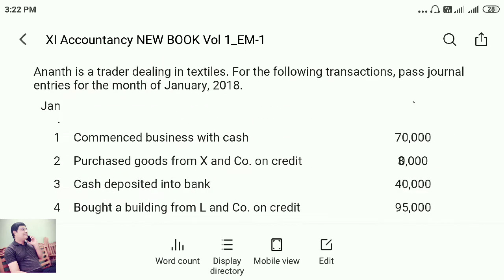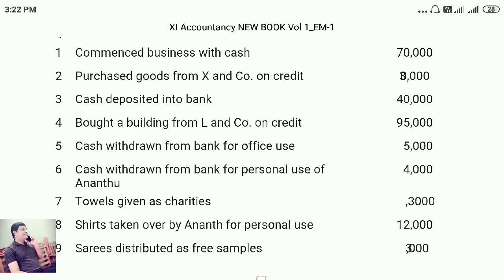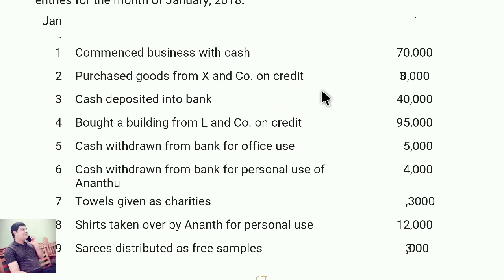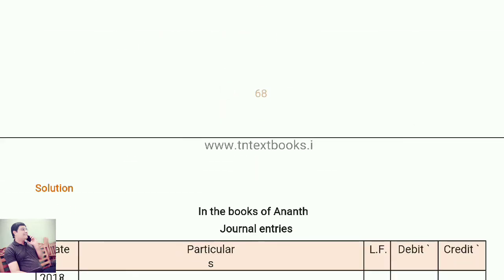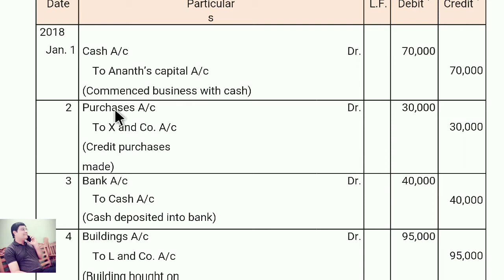See the second. Date 2, purchase goods from X and Company on credit. So when you purchase goods on credit, simply I said, the name will be credited. So purchase account debit to X and Company account. Now see here the answer. Purchase account debit to X and Company account 30,000.